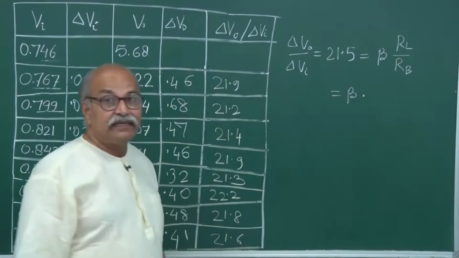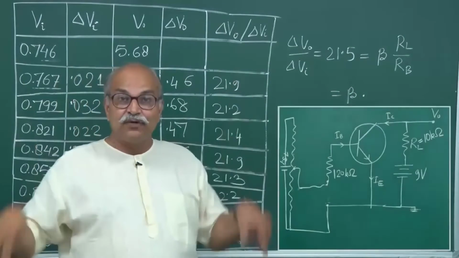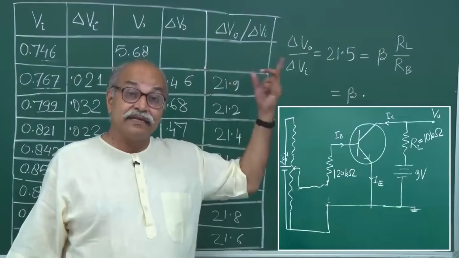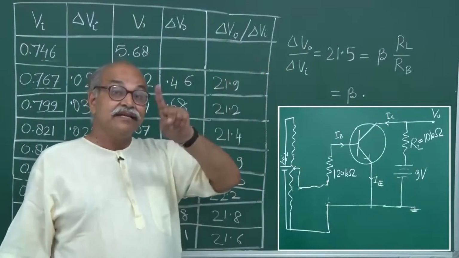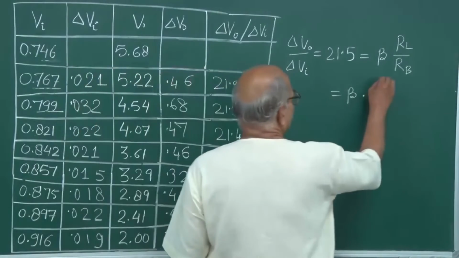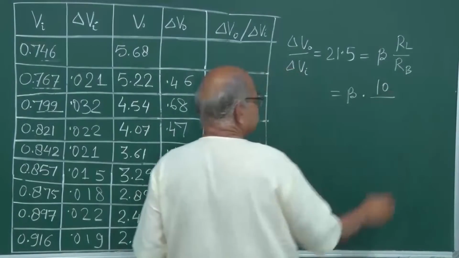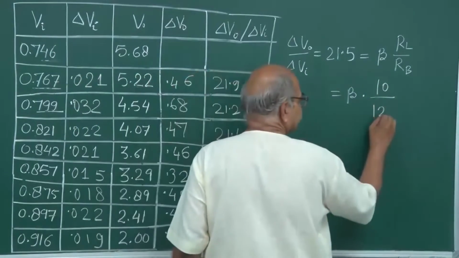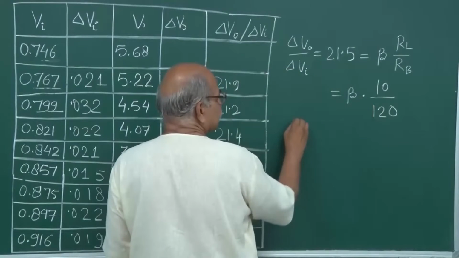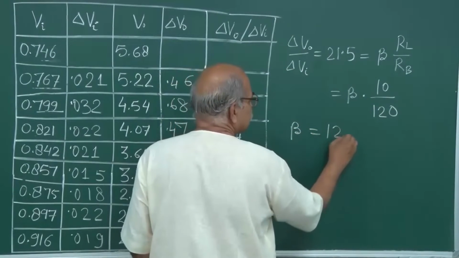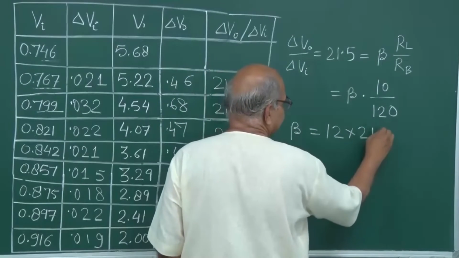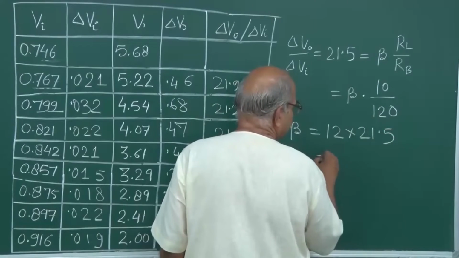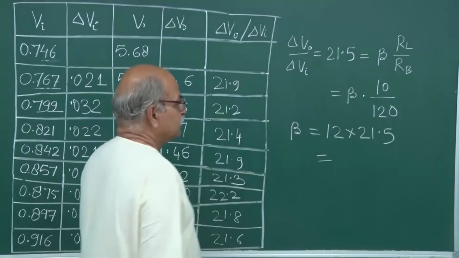What was RL? Remember in the circuit, what was RL? On the collector side we had added 10 kilo ohms. So this is 10 kilo ohms, and on the base we had added 120 kilo ohms. So this is 120. So your beta is 12 into 21.5. Can you work out without calculator?